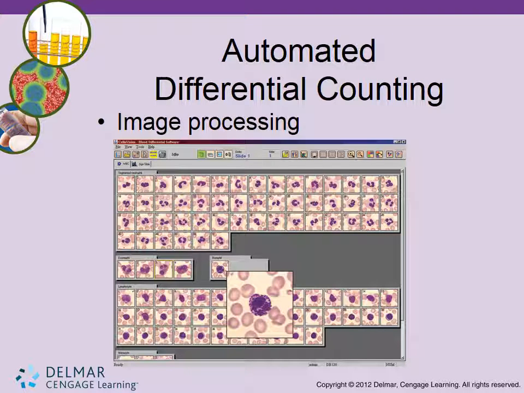Okay, the last type of technology we're going to discuss is automated differential counting, and this processes images in the analyzer. This type of analyzer is going to store thousands of images from normal peripheral blood cells. And if you remember, peripheral blood is venous blood. The instrument's going to scan the blood smear and compare the cells with the images in its memory. This machine does have some downsides because it relies on a well-made smear. It has to have proper cell distribution on the smear, and proper staining is essential to this type of analyzer.